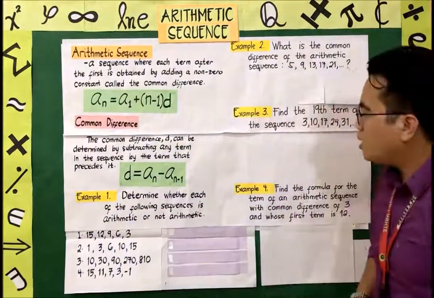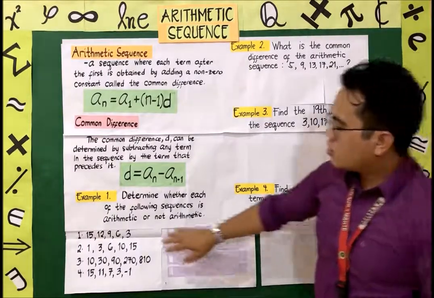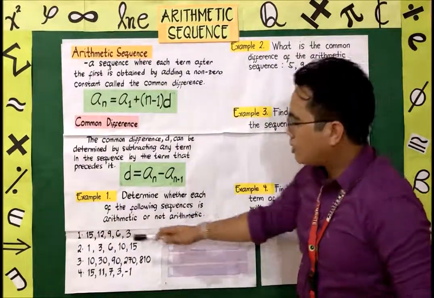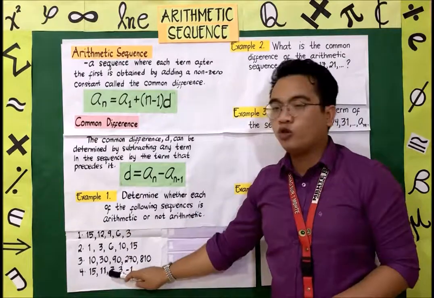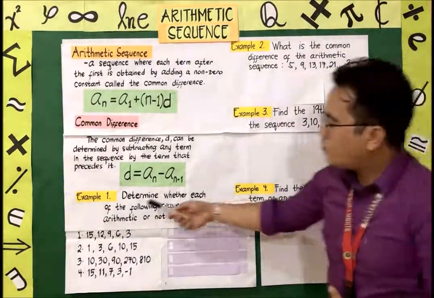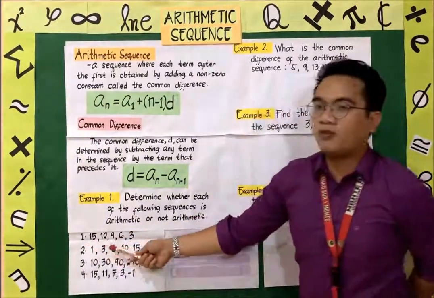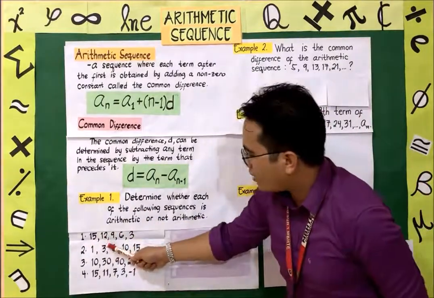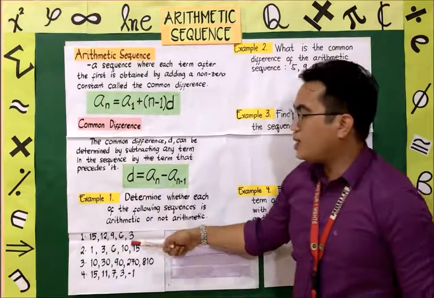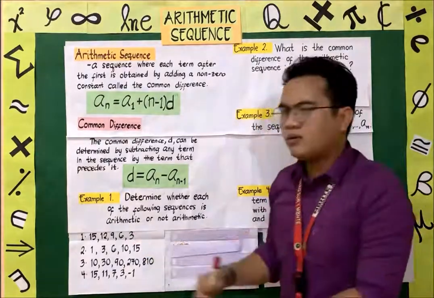1, determine whether each of the following sequences is arithmetic or not arithmetic. So given this example, i-determine daw natin kung itong given sa example natin na 1 ay arithmetic or not arithmetic. So the first one is the set of numbers 15, 12, 9, 6, and 3. So, paano natin ma-determine kung ano ba siya, arithmetic or not arithmetic? So, dapat makita natin na meron siyang sequence.